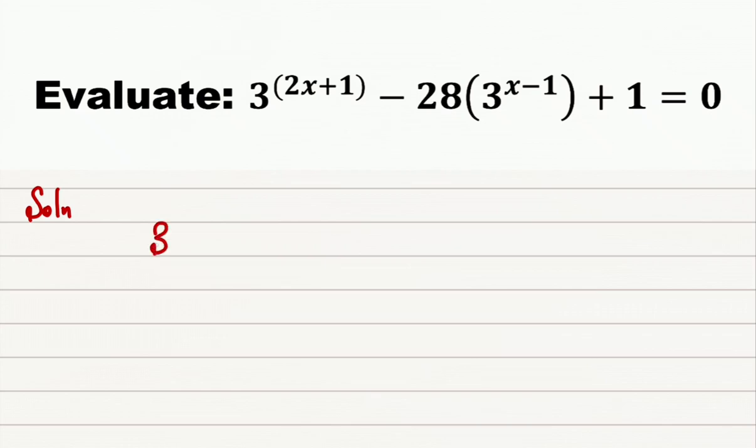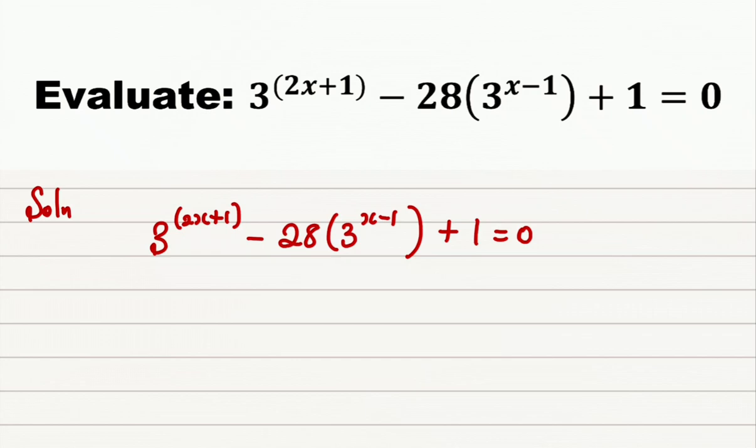We have 3 raised to power 2x plus 1, minus 28 into 3 raised to power x minus 1. We close the bracket, then plus 1 is equal to 0. Now, actually, you're supposed to use the various laws of indices, but if we check our laws very well, they didn't capture where we have to deal with subtraction and addition. Hence, we have to improvise. Just watch and see how I'm going to improvise.